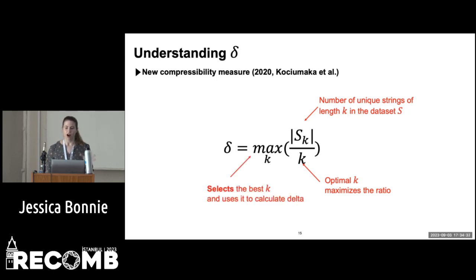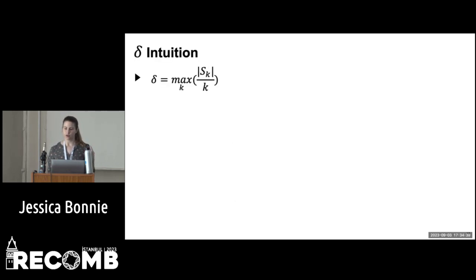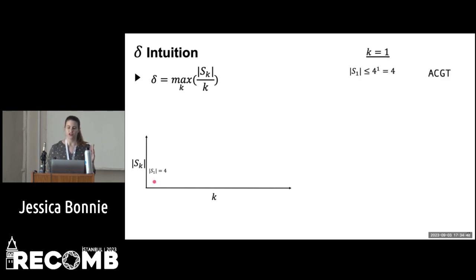So it makes sense that the cardinality of a set will depend on the size of k. Intuitively, the cardinality of a set in our genomics universe at k equals 1 will always be 4, because that is all of the nucleotides that are available in our alphabet. At the other end of the spectrum, imagine we had a k-mer of the same length as our entire string. There would only be one possible k-mer of that length in the sequence. So the very last point will be a 1 for some ridiculous, enormous value of k.